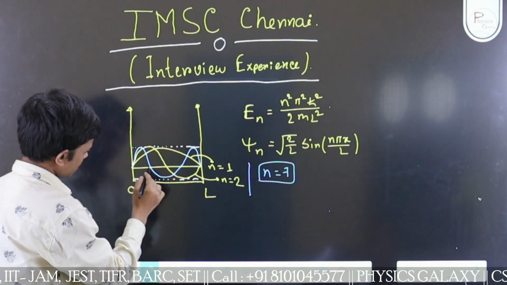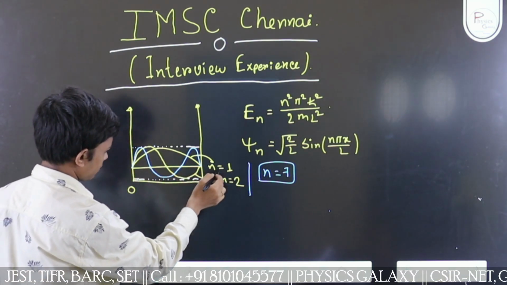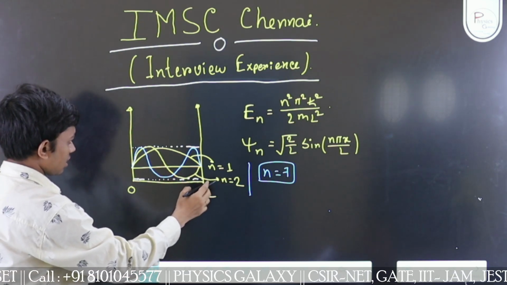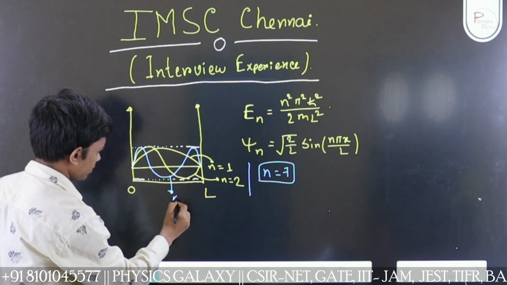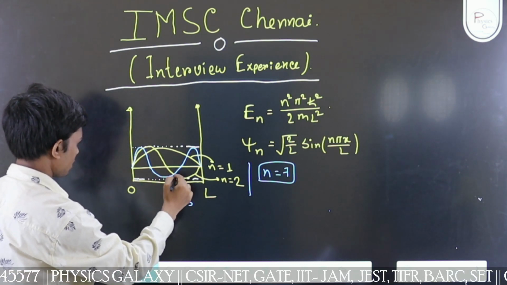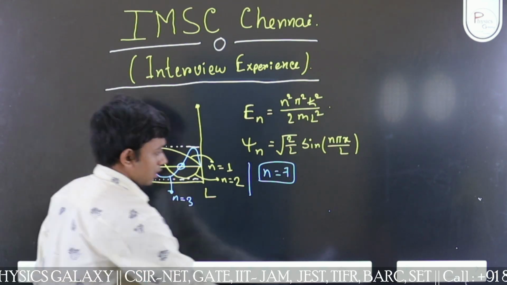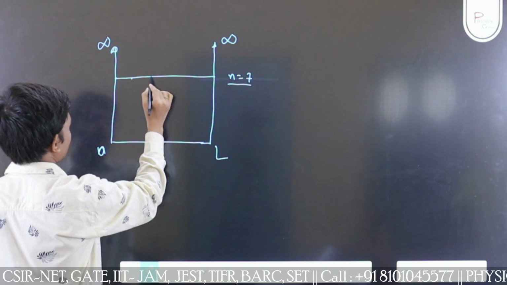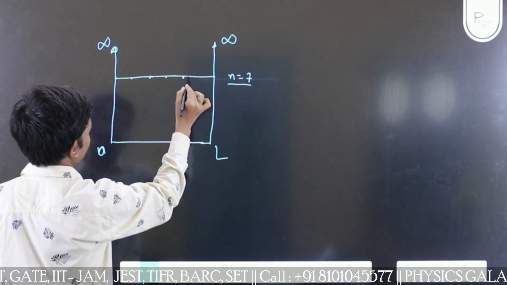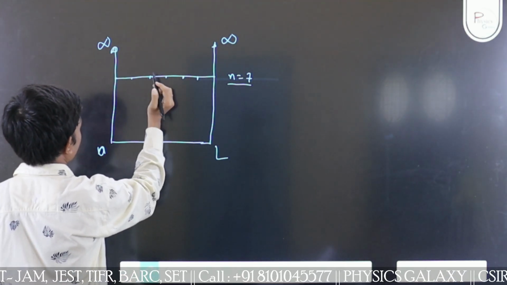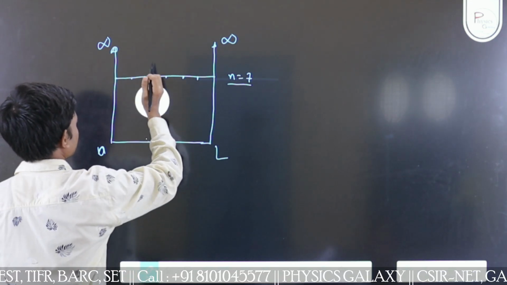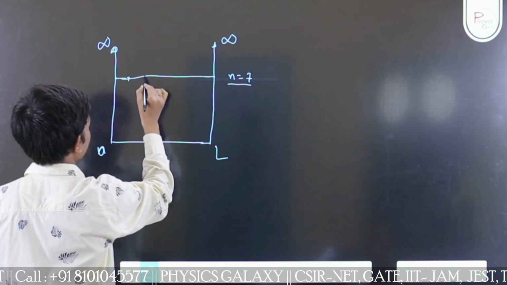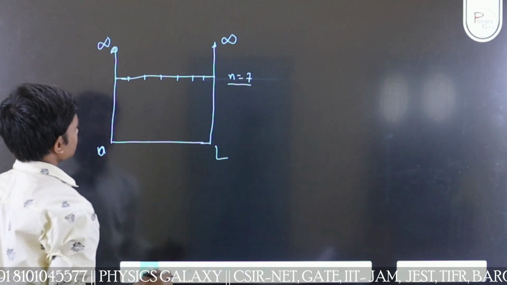I told them that for n equal to 1 there was no node in the image, and for n equal to 2 there was one node, and for n equal to 3 there were n minus 1, meaning two nodes, and for n equal to 7 there were 6 nodes in the image. And I drew it.